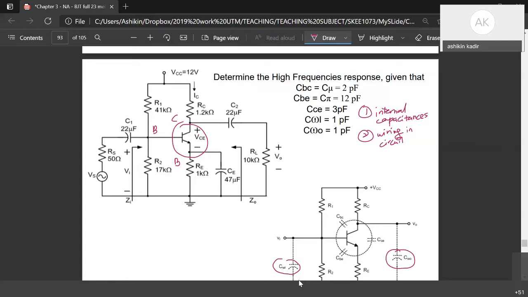Okay, so here between collector and base, we have CBC. We just use the junction name. And then between base and emitter, we have CBE. And between collector and emitter, we have CCE. So there are 3 capacitances over here, and also the wiring capacitance at input and at output. So here you have 5 capacitances. The values are given.